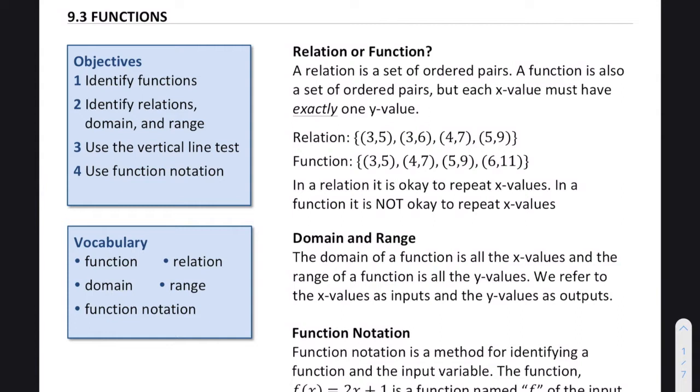Welcome back, everyone. This week we have quite a bit to cover in this lesson, and this lesson is about functions. So take a minute to read through the information on this page, go through the objectives, the vocabulary, and then read about if something is a relation or a function, domain and range, and then function notation. And when you are ready, you can continue the video and I will try to explain all of this to you.